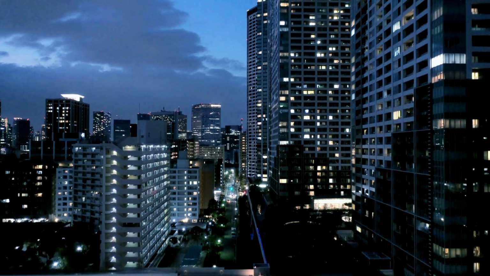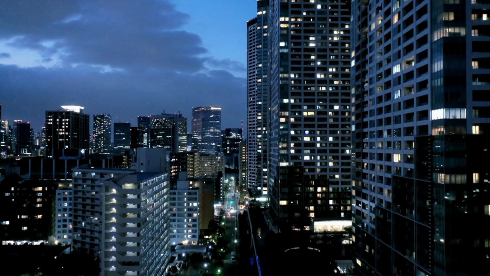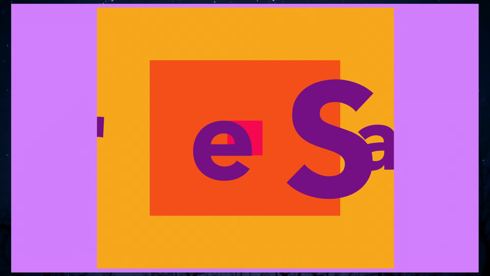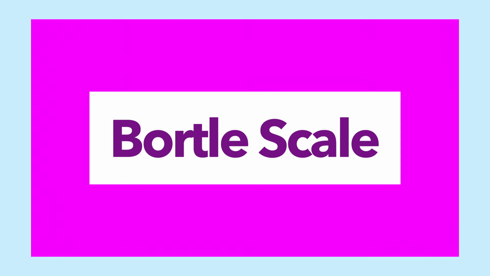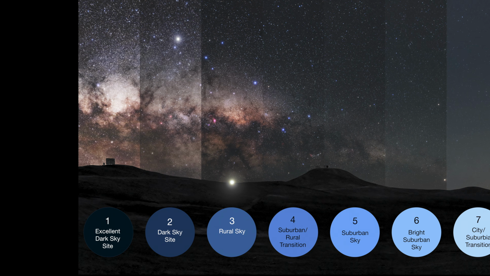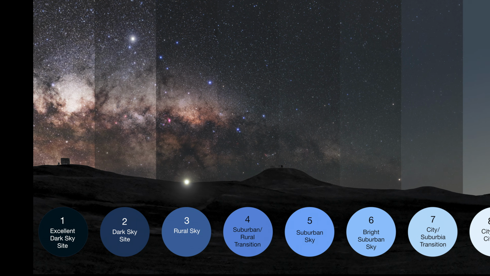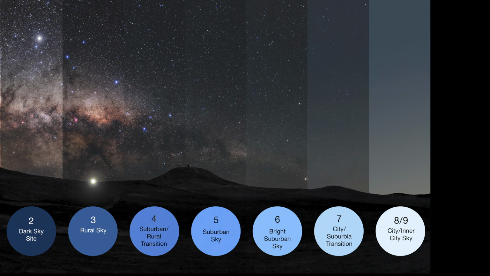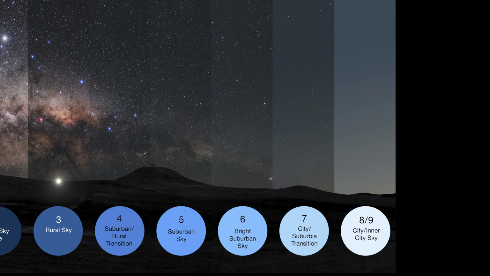The simplest way to reduce it is to move away from light-polluted areas, and we measure how dark or bright a sky is using the Bortle scale. On this scale, Bortle 1 represents the darkest skies, while Bortle 9 is the most polluted. Most astrophotographers live under Bortle 5 to 8 skies, where light pollution is almost impossible to avoid.